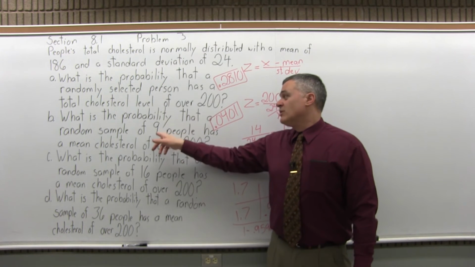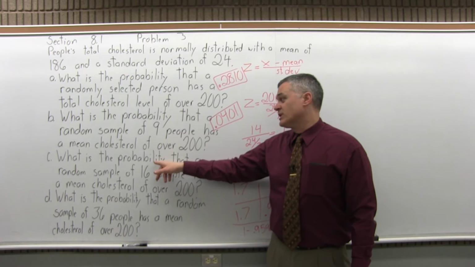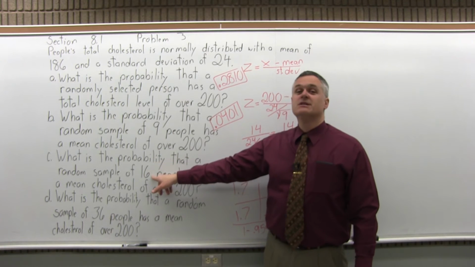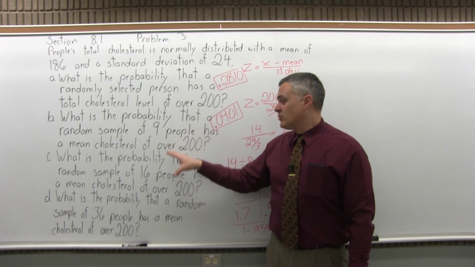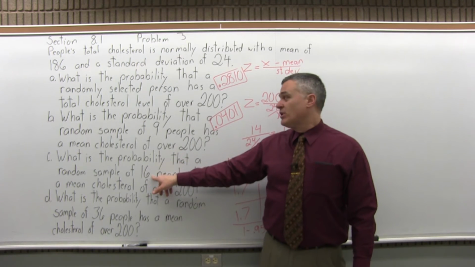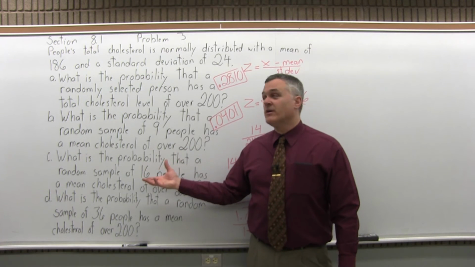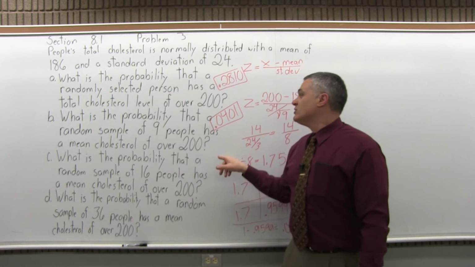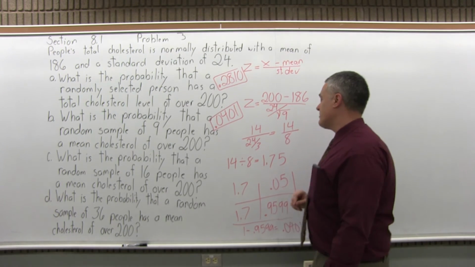For B, they said, what is the probability that a random sample of 9 people has a mean cholesterol of over 200? C is, what is the probability a random sample of 16 people has a mean cholesterol of over 200? Same question, just with a bigger sample. And we'll see what that does to the probability. As we make the sample bigger, getting away from the average value should be less likely. That's what you can expect. Let's see if that actually happens.